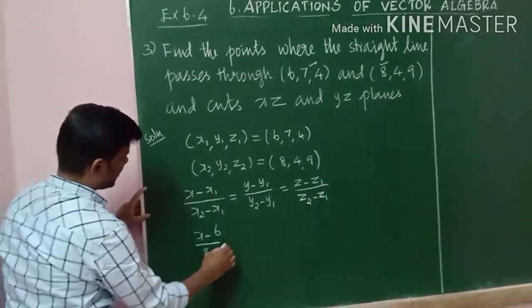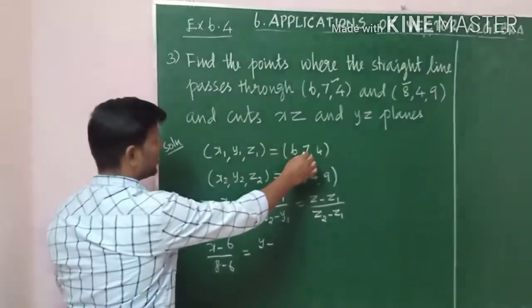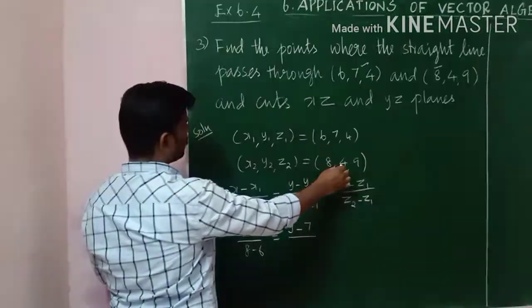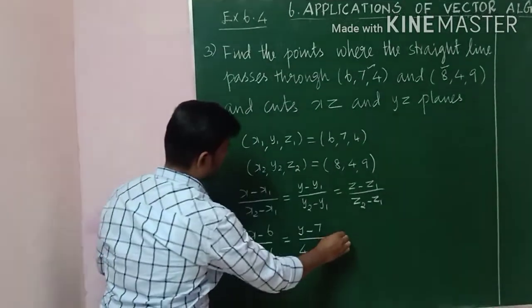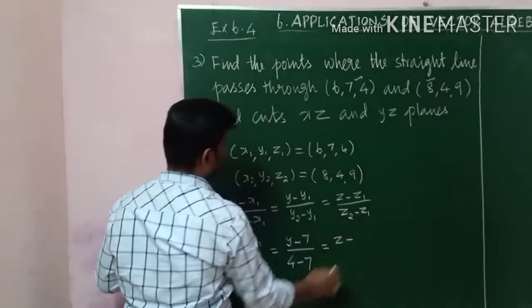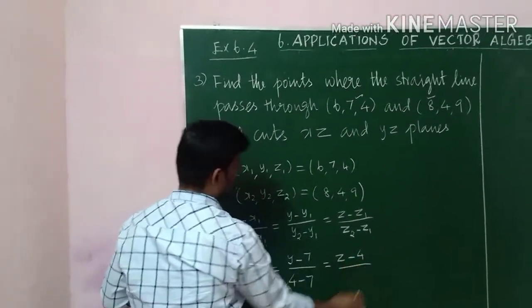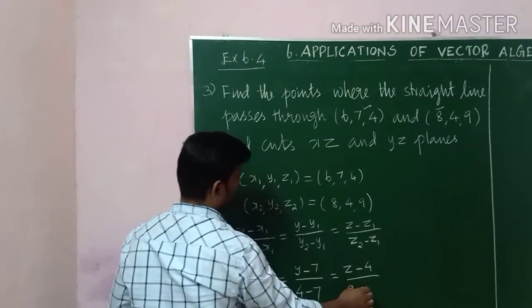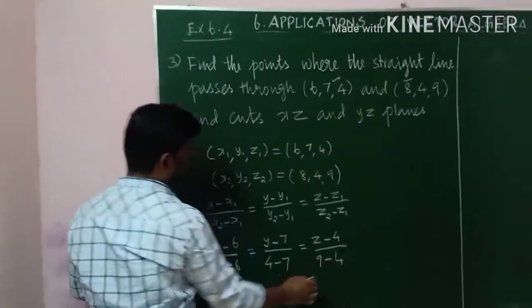So 8 minus 6 is equal to (y - y1), y1 is 7, over y2 minus y1, y2 is 4 and y1 is 7. So 4 minus 7 is equal to (z - z1), z1 is 4 and z2 is 9, minus z1 is 4. So (z - z1)/(z2 - z1).